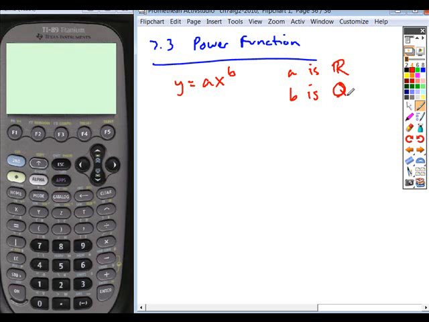As far as the types of operations that you can perform on these functions, we're going to look at combinations and compositions. Combinations involve just regular mathematical operations: adding, subtracting, multiplying, dividing.